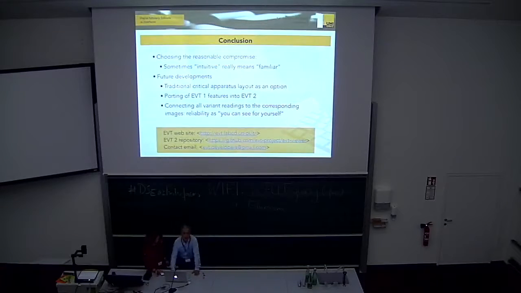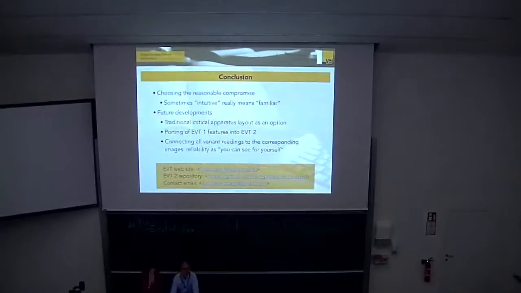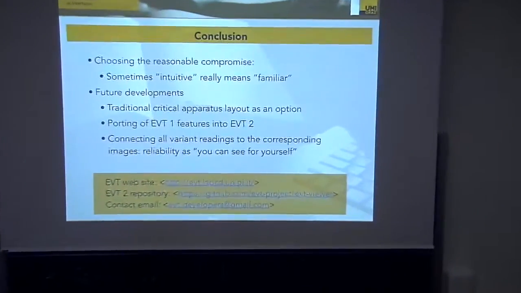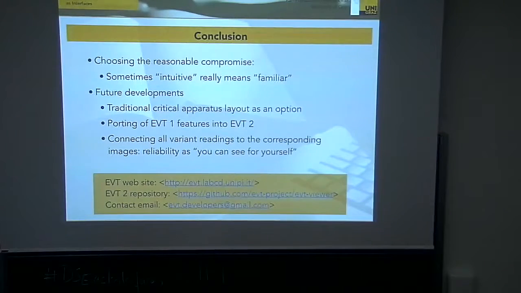So I think that the task for our user interface design is very difficult. We have multi-dimensional information that can only be shown in two dimensions. Which is why we chose the sliders, layers approach, which was mentioned yesterday. Another conclusion is that if we aim for intuitive, we have to accept the fact that often intuitive just means familiar. So this is a precise choice that we made.